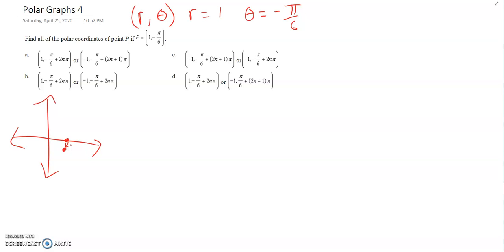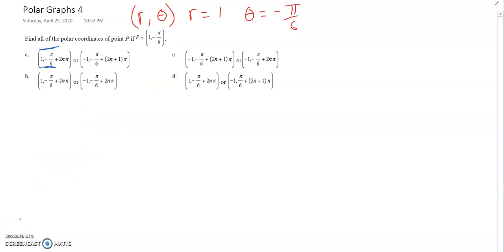All right. There's a lot of ways to plot this point right here. The way that we could represent more of these is any full rotation around, 360 degrees or 2 pi. One full rotation in degrees or radians. So from the point that we're given, (1, negative pi over 6), all we'd have to do is add a full rotation.